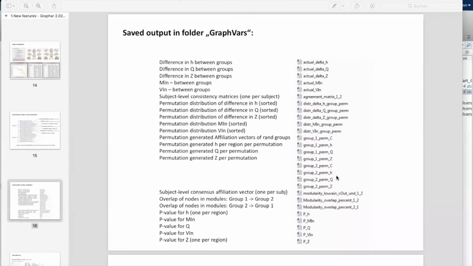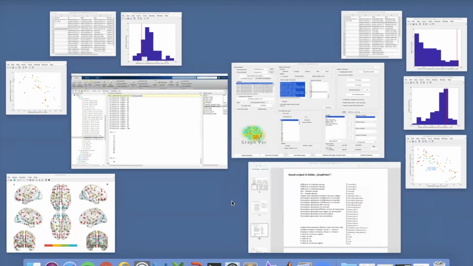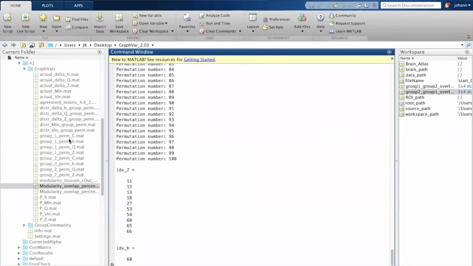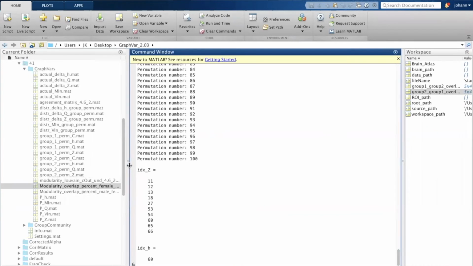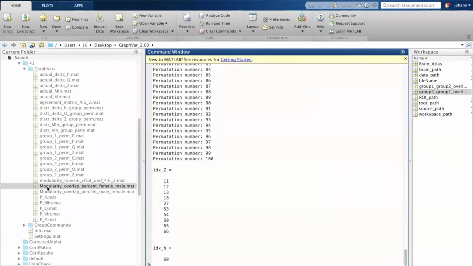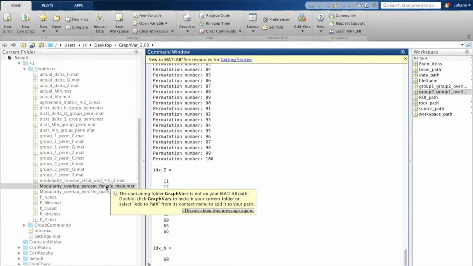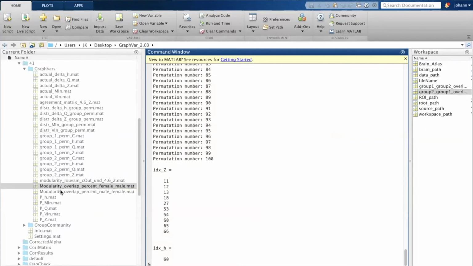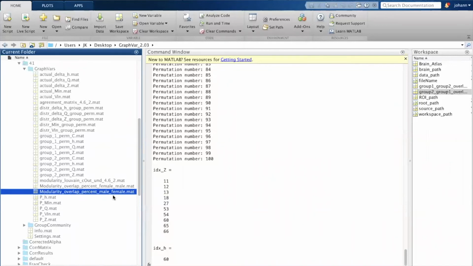Okay. So let's have a look at an example of what I mean by this explanation. Therefore, I'm going to my MATLAB window and to my respective workspace, the interim workspace. Here are a couple of variables in the GraphVars, which I'm going to explain to you in a minute. But right now we're talking about the overlap between the groups to find out which module corresponds actually to which other module in the other group. And here are two files, modularity overlap percent from the perspective of the females to the males, and here beneath from the perspective of the males to the females.